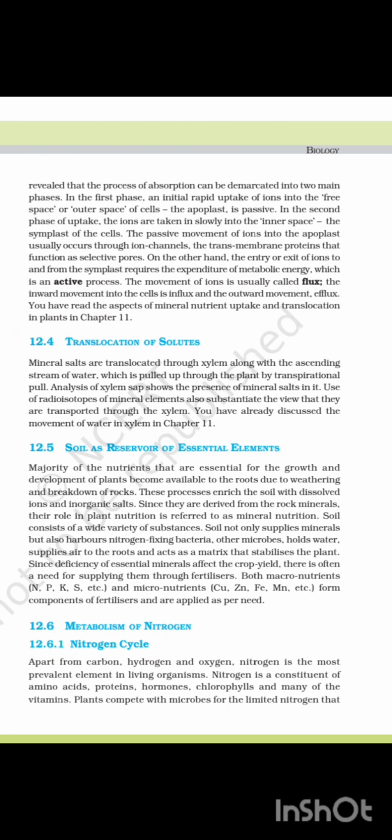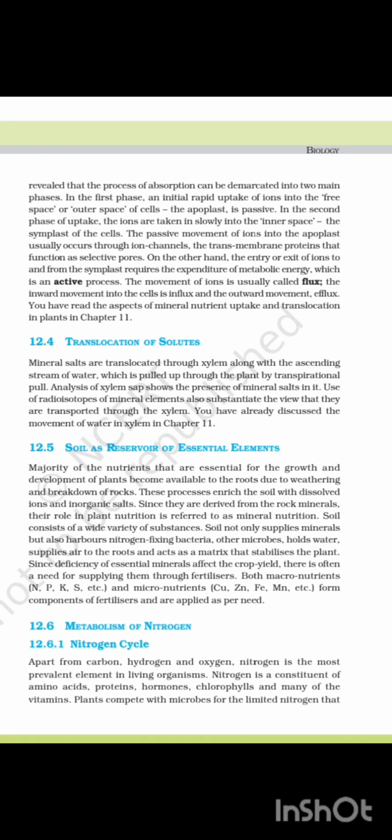12.4 Translocation of solutes. Mineral salts are translocated through xylem and along the ascending stream of water, which is pulled up through the plant by transpiration. Analysis of xylem sap shows the presence of mineral salts in it. Use of radioisotopes of mineral elements also substantiates the view that they are transported through the xylem. You have already discussed movement of water in xylem in chapter 11.